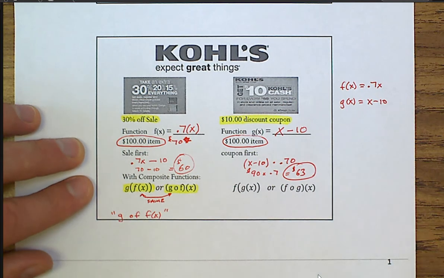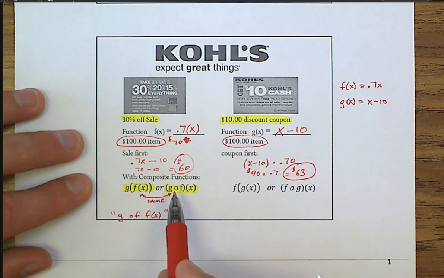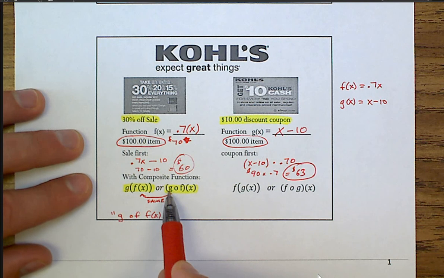Okay? The other way, when you see this on your paper, another way to write this is this. And this remains the same thing. You would read this out loud, g of f of x.